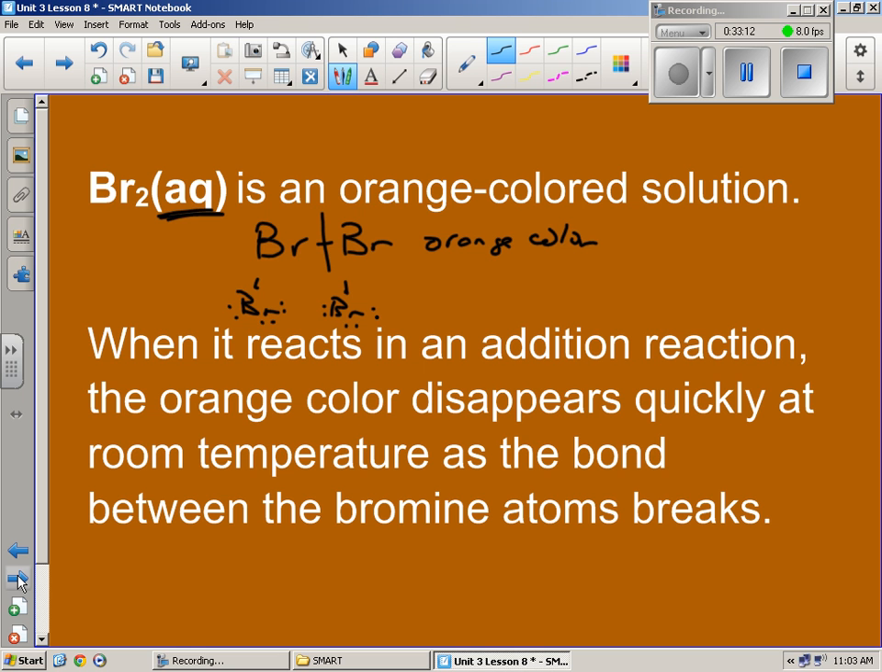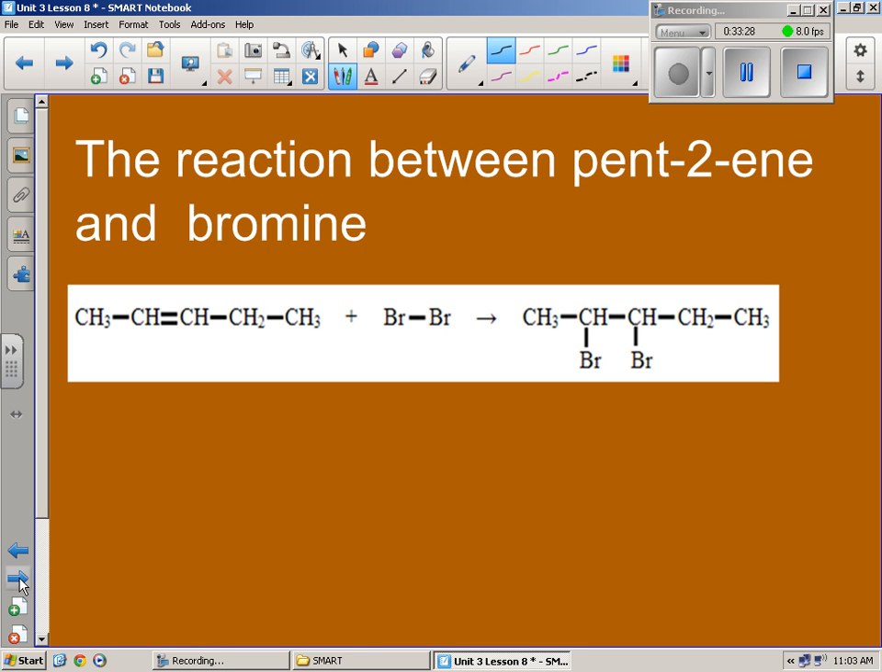So we can use this quite often to determine whether the hydrocarbon we are dealing with is saturated or unsaturated. Okay? If it's saturated, that's not going to take place. If it's unsaturated, it will take place. Okay? So look, here's an example.